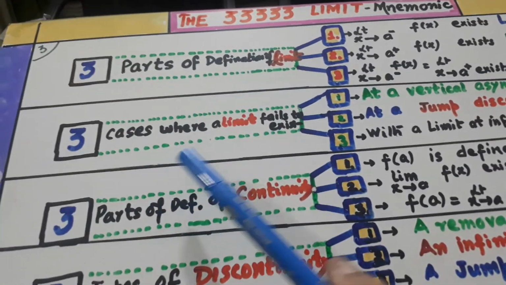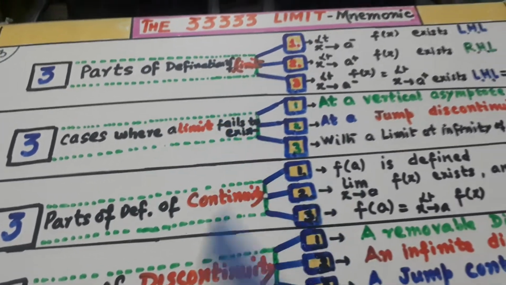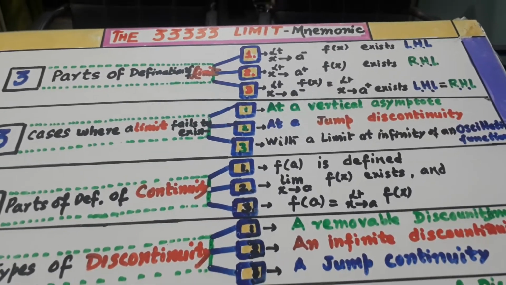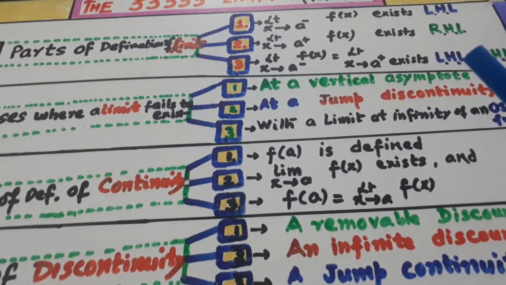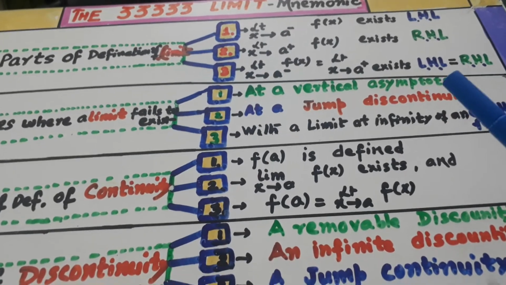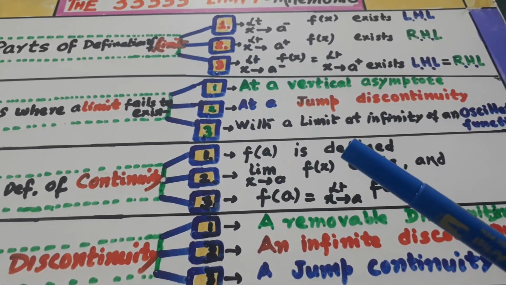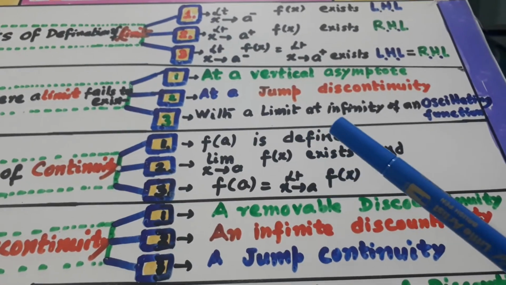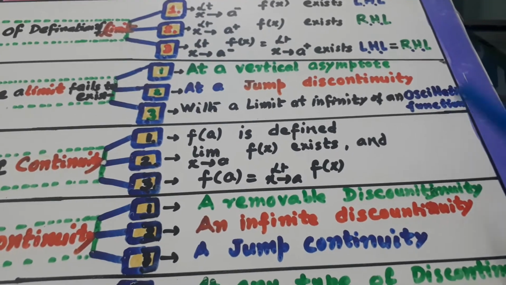Next, 3 cases where a limit fails to exist. There are 3 cases where the limit fails: at a vertical asymptote, at a jump discontinuity, and third, a limit at infinity of an oscillatory function. So here the limit fails.